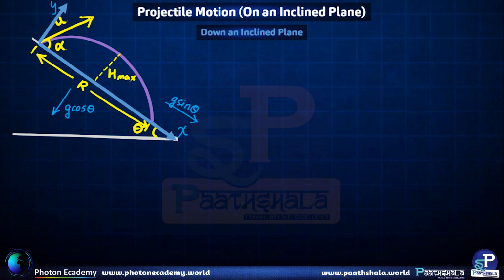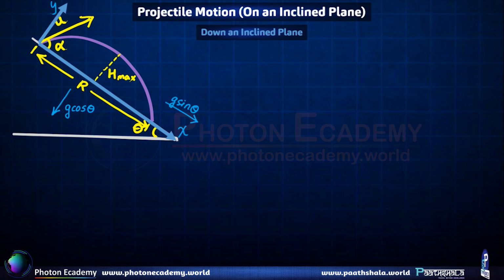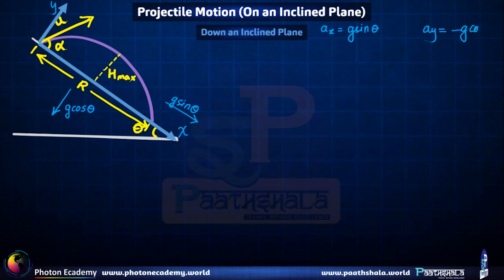Now let me note those two facts down. Ax is equal to g sin theta, positive this time, and ay is equal to minus g cos theta. Negative because it's pointing towards the negative direction of the y-axis.